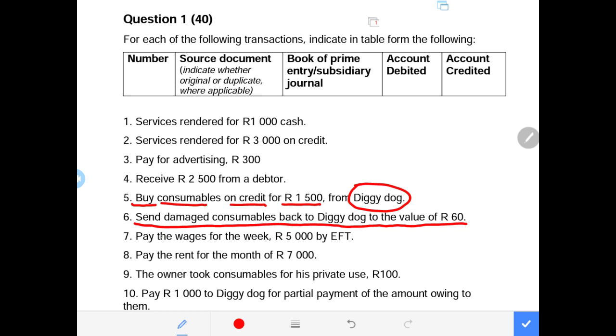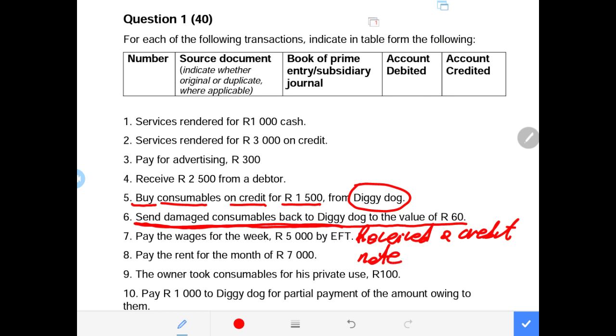So now in this case we are returning some of the goods. We use the term send damaged consumables back to our supplier, which is Doji Dock, or we can say returned goods. Or we can use another, more technical term that says received a credit note. Sometimes we can use this terminology.